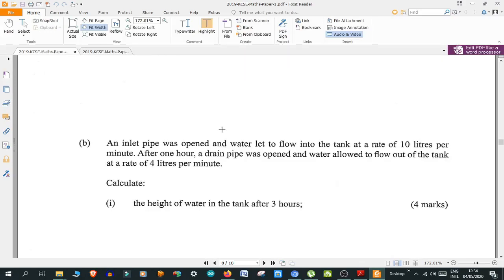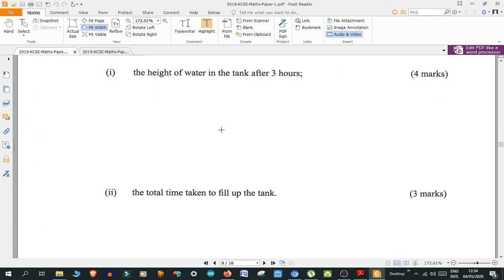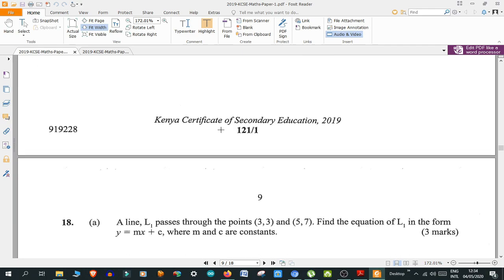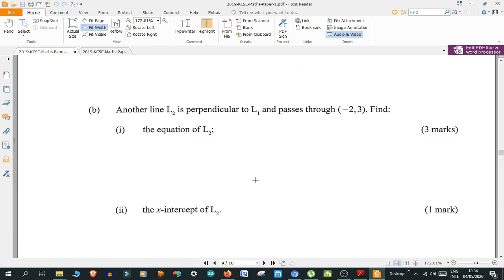All right, and the inlet pipe was opened for 10 liters per minute and all that. So it's combined with the rate of work and mixtures. Question 18. Talk about equations of a straight line. So here you just need to get versed with the basics, finding the gradient, knowing how to relate perpendicular lines, parallel lines, intersecting lines, the midpoint, etc., and even finding the equation under the intercept.